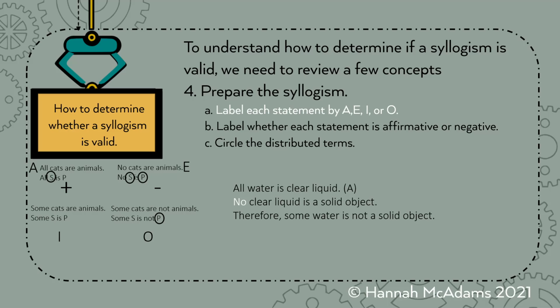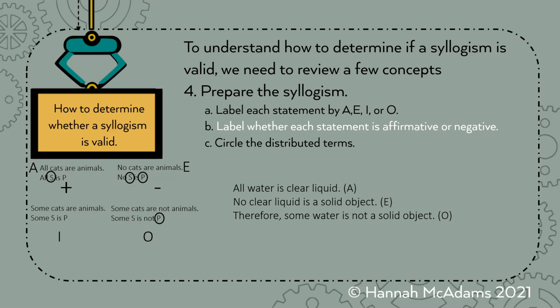So no clear liquid is a solid object. We have the word no here, so that is an E statement: no clear liquid is a solid object. Right, but we're not doing that yet. And then therefore some water is not a solid object is what? Some and not are the O statements, right?